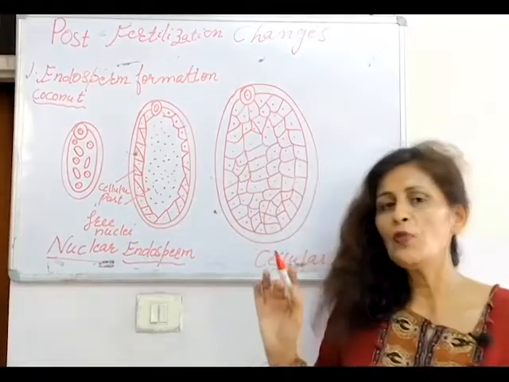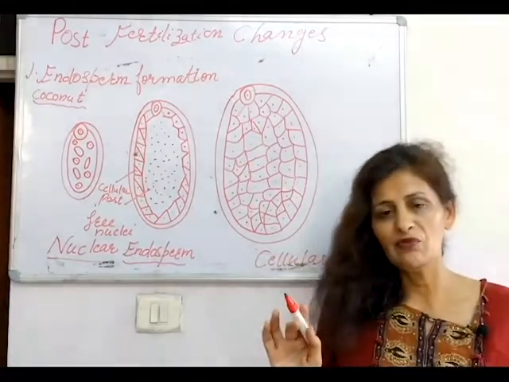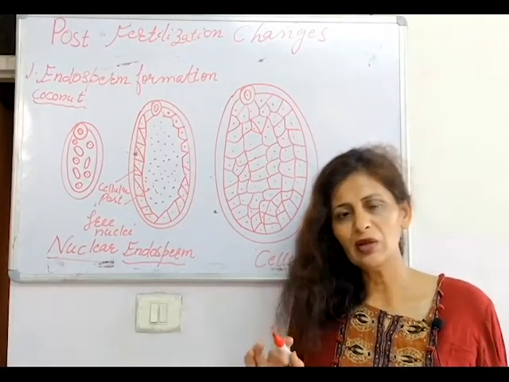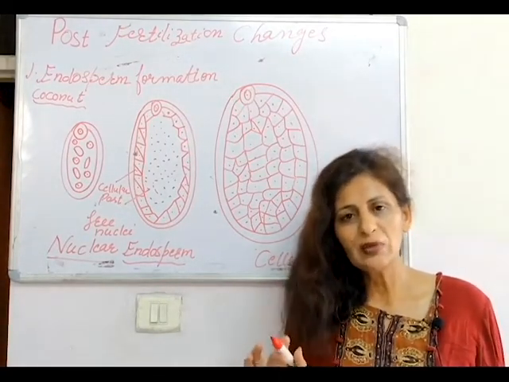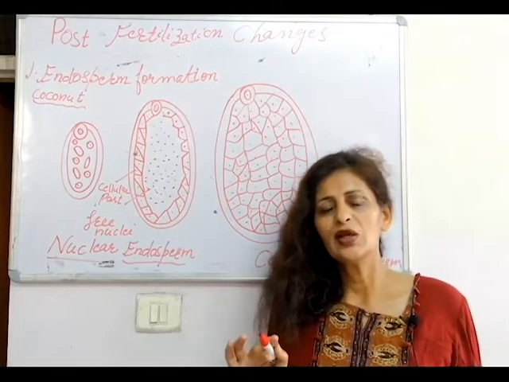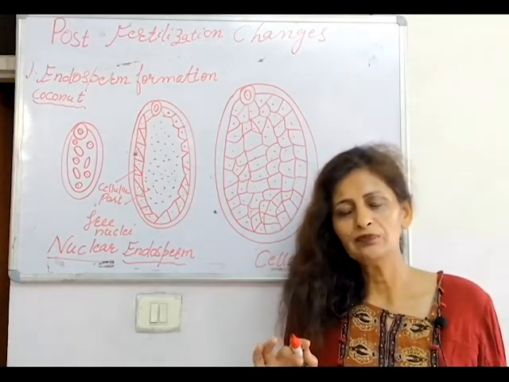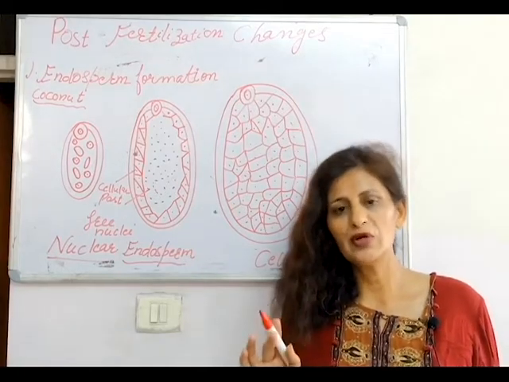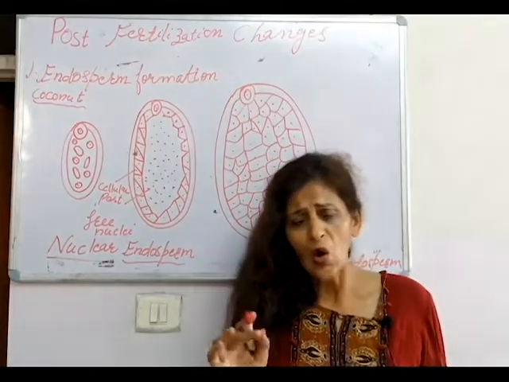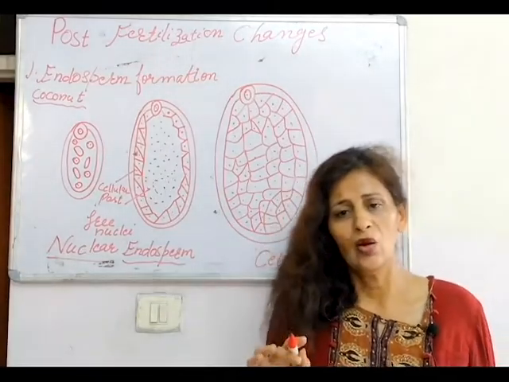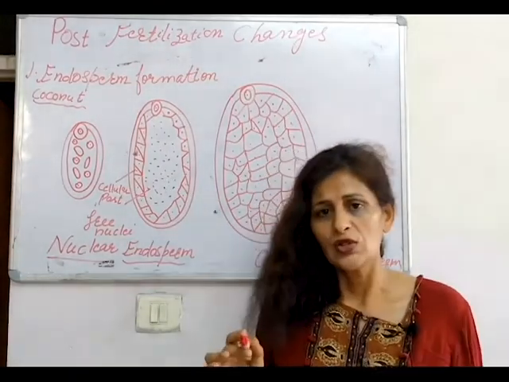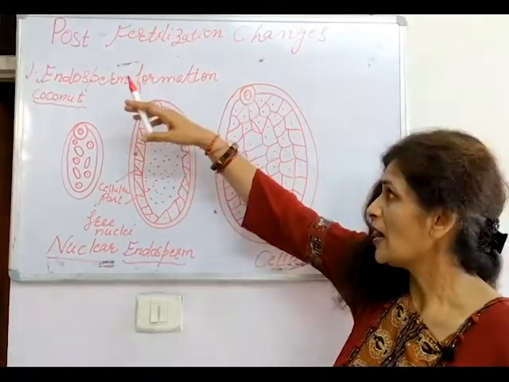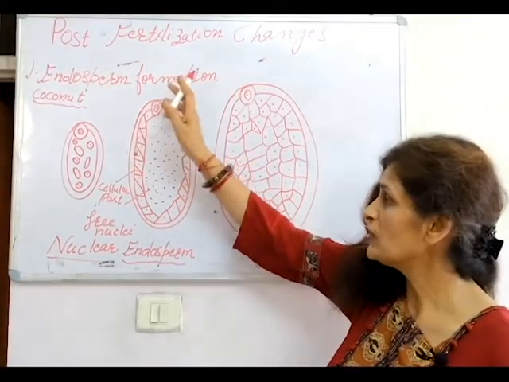So there are four post-fertilization changes which occur in the flower. We will discuss those one by one. First is endosperm formation. Second is development of embryo. Third, seed formation. And fourth, fruit formation. All these changes occur in the ovule in the flower. So let's come to the first post-fertilization change, that is endosperm formation.